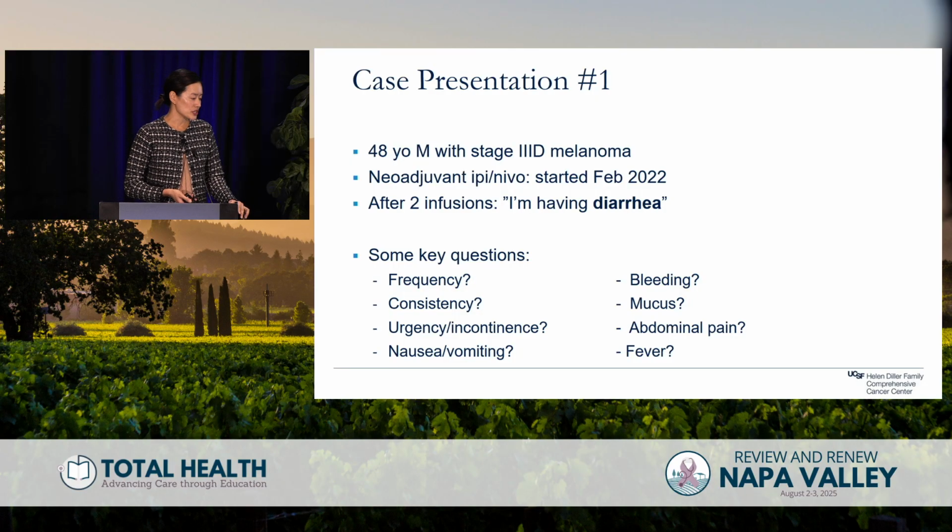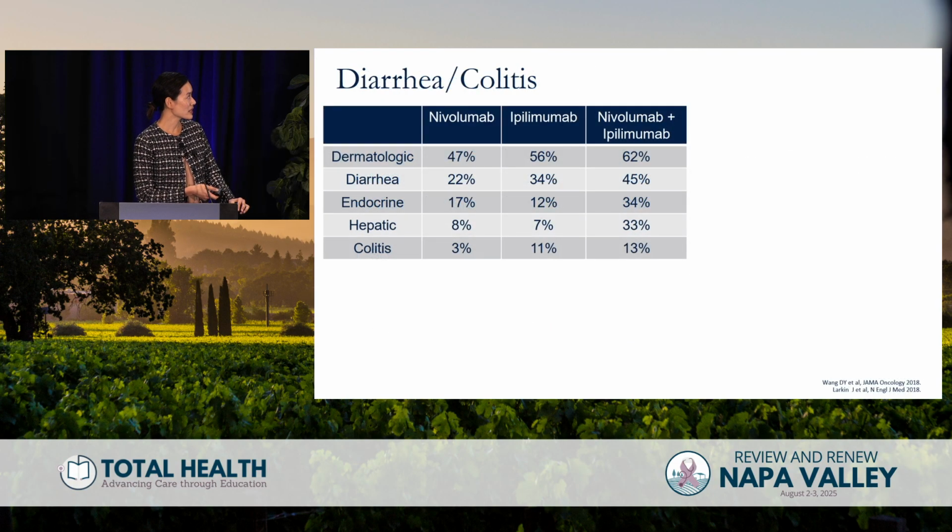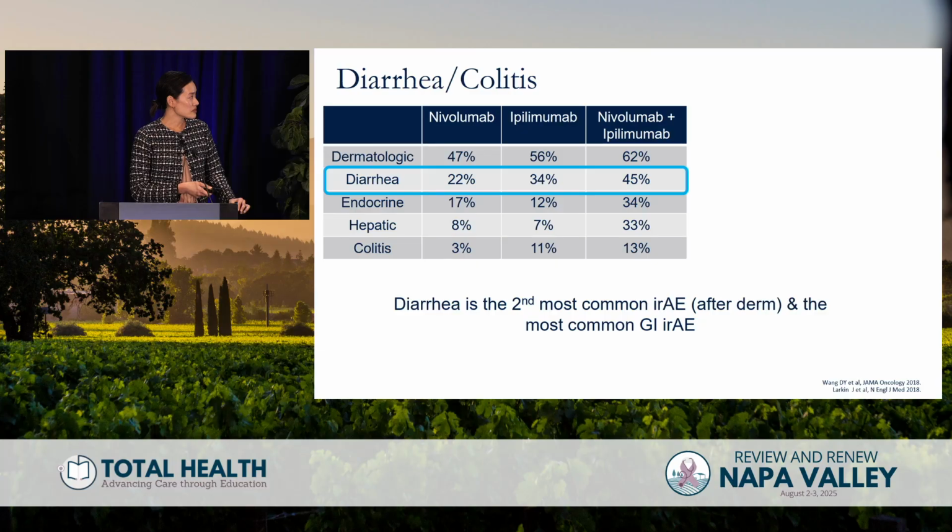So some key questions to think about would be the frequency of the bowel movements, the consistency of the bowel movements, also trying to sort out diarrhea versus colitis. Are there any red flag symptoms such as blood in the stool, fever, severe abdominal pain? And for patients that sometimes can have difficulty elucidating that on their own, a visual, i.e. the Bristol stool chart, often can come in handy. A lot of things can cause diarrhea, but obviously in someone who got ipi-nivo, I think immune-mediated diarrhea or colitis should be top of mind here.